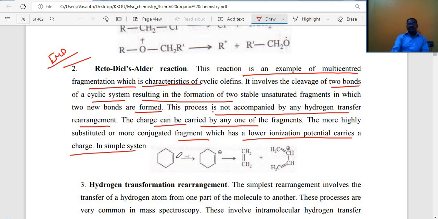This is the molecule. To remove that electron, it becomes what? Positive charge. Then cleavage of this bond, here CH2, CH2. Here what is there? CH2 is there. Here CH2 is there. The final fragmentation comes like that.